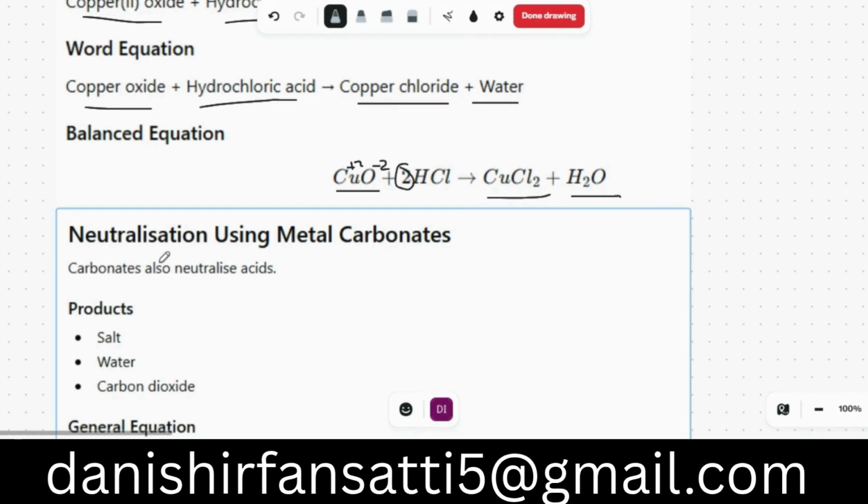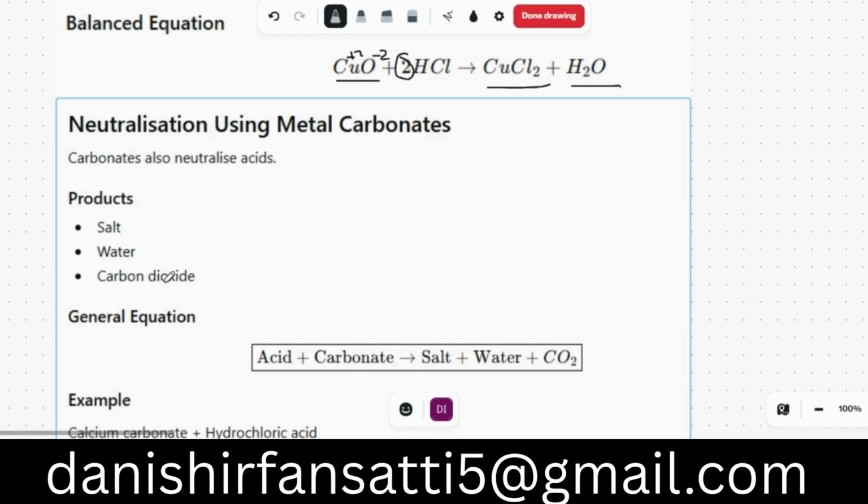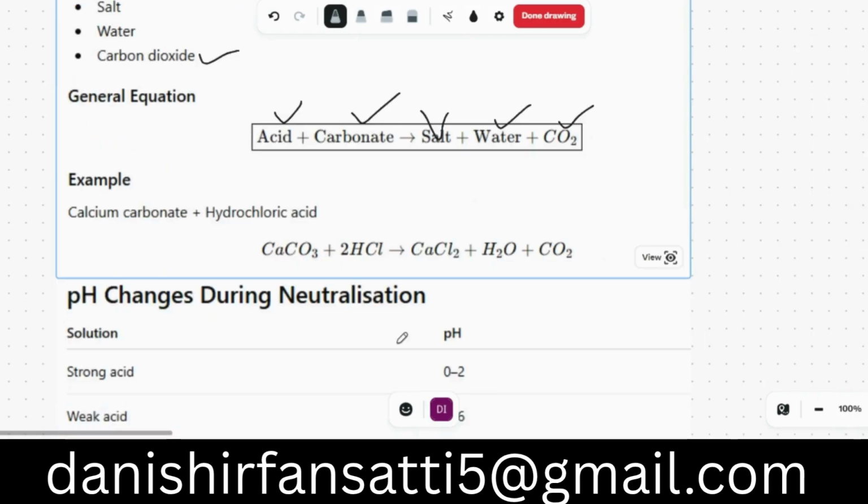Okay, neutralization using metal carbonate. In metal carbonates, we get one extra product, that is called carbon dioxide. So acid plus carbonate gives us salt plus water plus CO2. Okay, the example is CaCO3 plus 2HCl, that will give us calcium chloride, water plus carbon dioxide, that is one more byproduct.